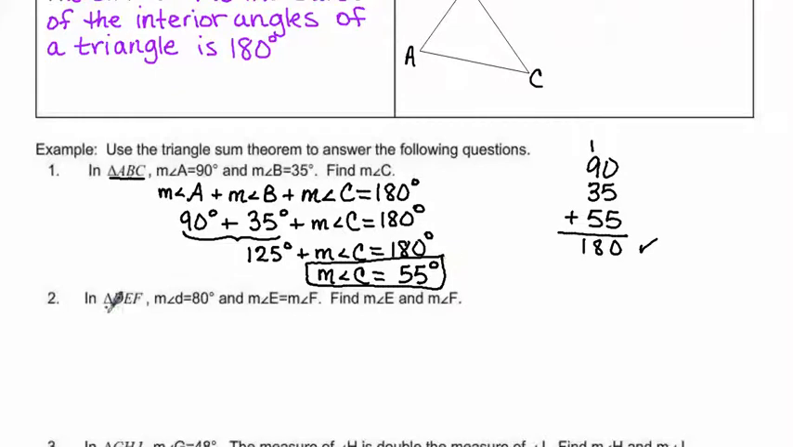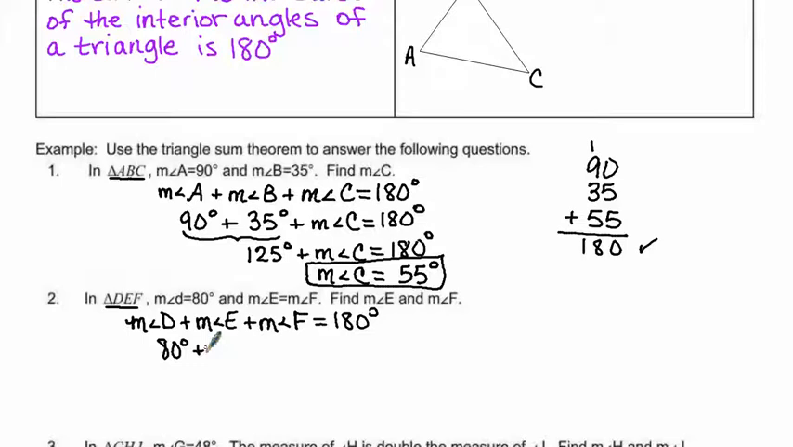Okay, so we've got triangle DEF. So that tells us the measure of angle D plus the measure of angle E plus the measure of angle F equals 180 degrees. Substitute in the known values. The measure of angle D is 80 degrees plus the measure of angle E and the measure of angle F are the same.